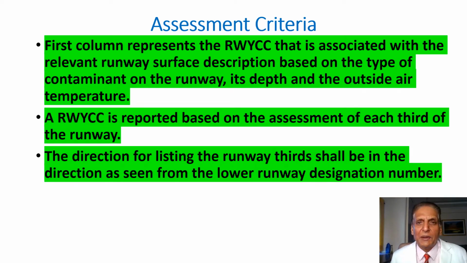Now we shall have a look at the assessment criteria. Now I will be showing you the two tables. In these tables, the first column represents the runway condition code that is associated with the relevant runway surface description, based on the type of contaminant on the runway, its depth, and the outside air temperature. A runway condition code is reported based on the assessment of each third of the runway. The direction for listing the runway thirds shall be as seen from the lower runway designation number.